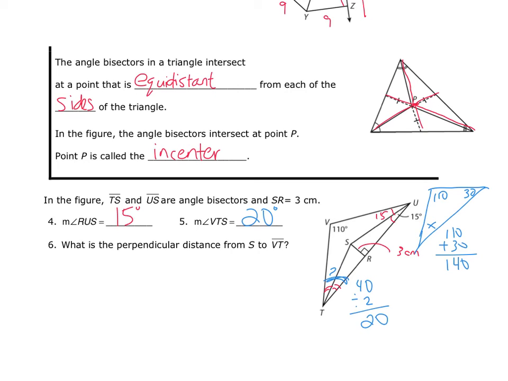So what is the perpendicular distance from S to VT? So that means going directly over. But remember this picture up here, they should all be the same distance away to the edge of my triangle. So if this one is 3, then the distance from S to the side VT should also be 3 centimeters.